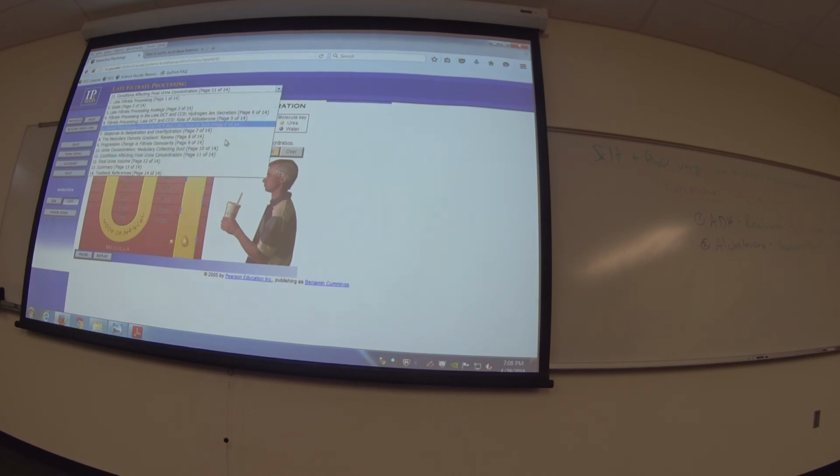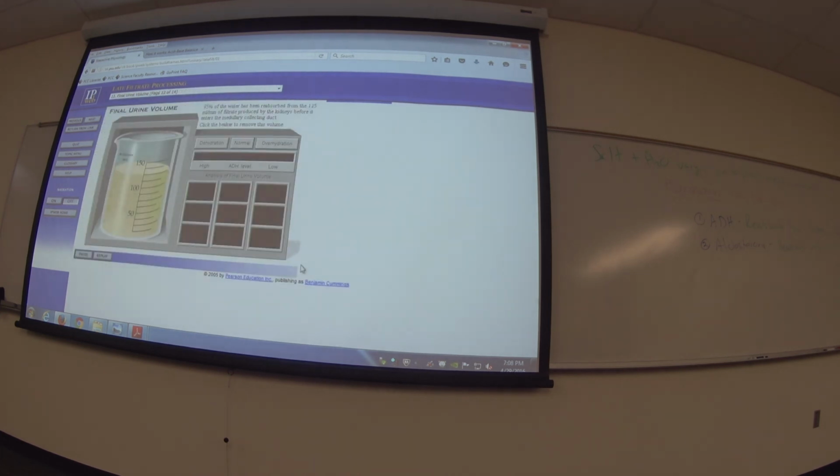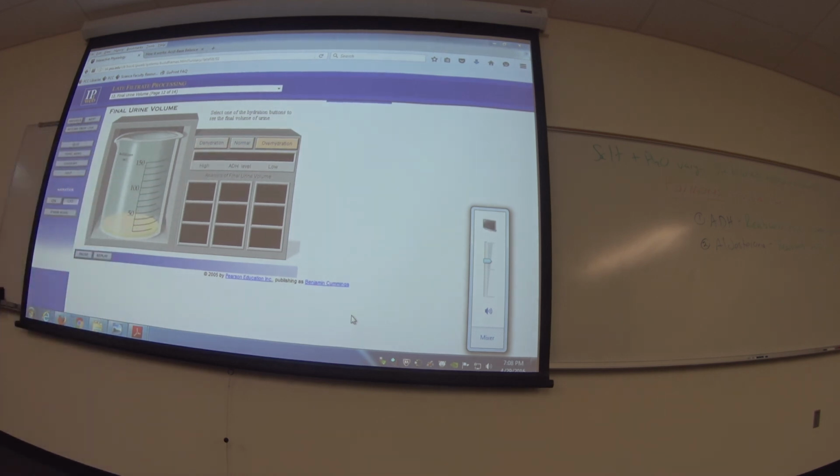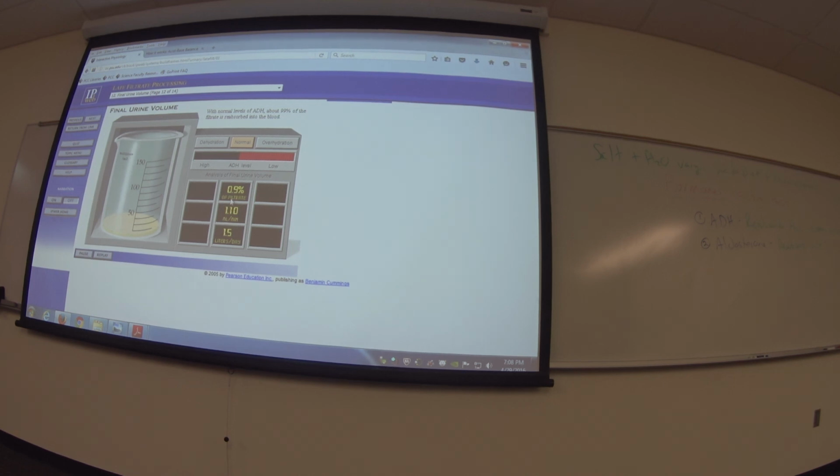So if that made perfect sense, which I'm sure it did, we're going to test that knowledge. Here we go. Our job now is to predict what you'll see with ADH over time with different amounts. I'm going to pick one of these, and you're going to tell me about the ADH. Let's pick normal. If I pick normal, what do you think you're going to see? How much ADH is normal? Normal. So what that means is I'm going to filter my blood, and I'm going to urinate roughly 1% of it, because I'm only reabsorbing some of it.